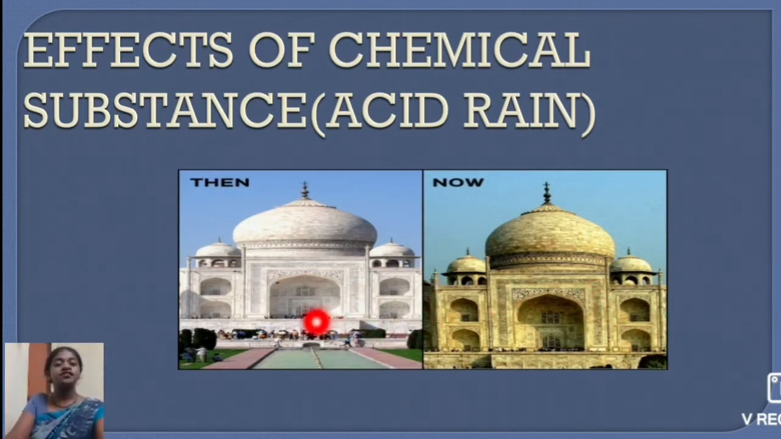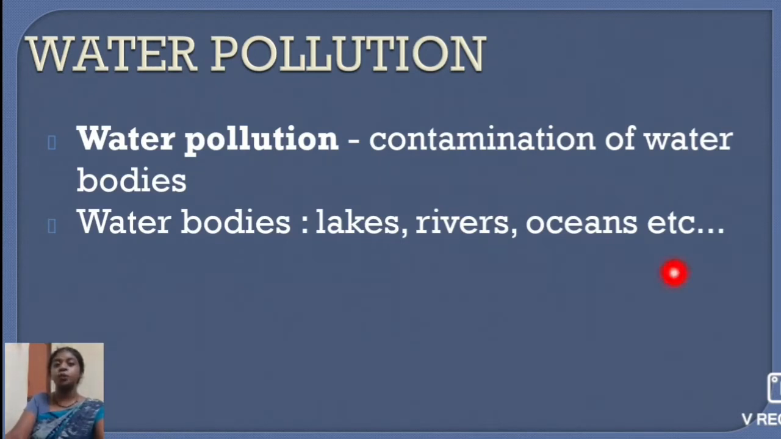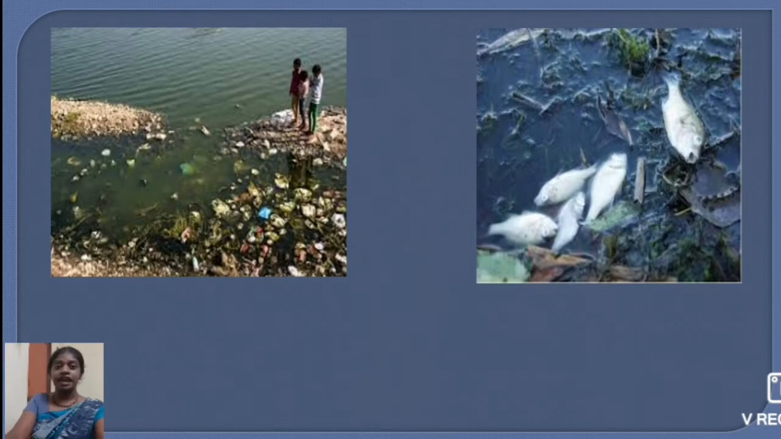So here is the image of the Taj Mahal. This is how acid rain has affected the Taj Mahal, and that's how the Taj Mahal looks now. The next type of pollution is water pollution. Water pollution is the contamination of water bodies, usually as a result of human activities. The water bodies include lakes, rivers, oceans, groundwater, etc.